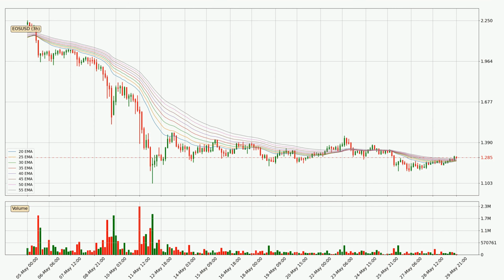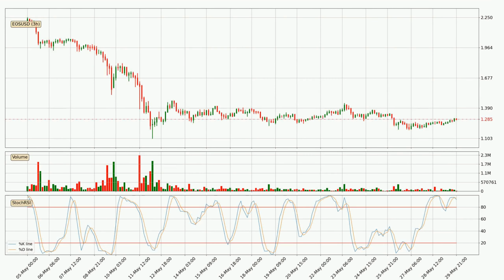Jumping to the 3-hourly Stochastic RSI, both the %K and %D lines are located in the higher region. This means that the price is high due to overbuying, and a change in the trend, or at least some kind of consolidation, can be expected. The K line is below the D line, which shows that the trend has shifted to the downside.